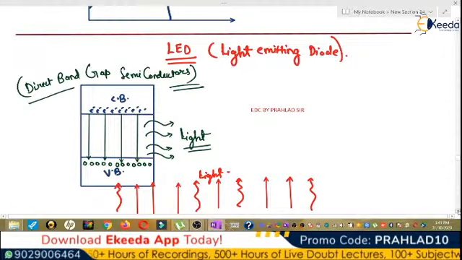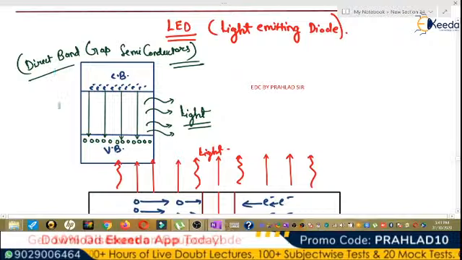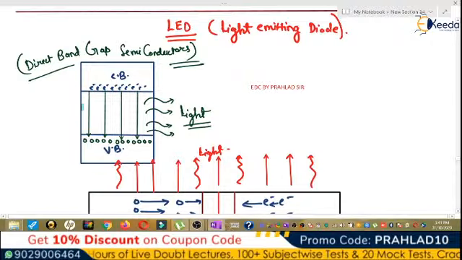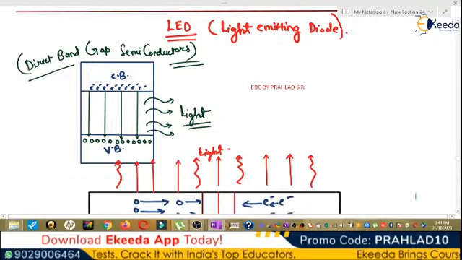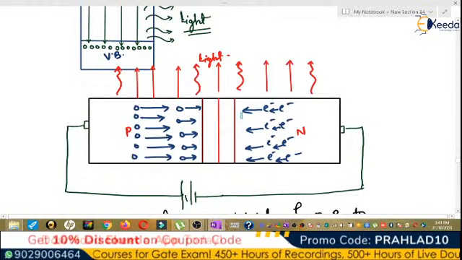Now we talk about the light emitting diode. Light emitting diodes are fabricated with direct band gap semiconductors, where when electrons fall from the conduction band to the valence band, the energy is emitted in the form of light. So when a PN junction is forward biased, a large number of holes enter from the P side to the N side, and they recombine with the electrons available in the N side.